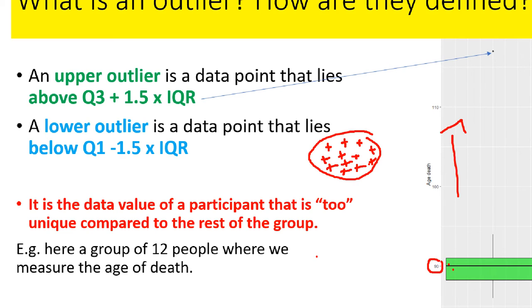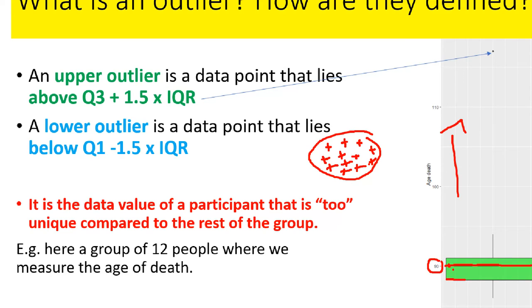So let's imagine that most of the people die below 100 years old, okay? You have the median that is 90. So in this group, it means that 50% of 12 people, that is 6 people, have died before 90 years old, because that's the median. The line in the middle is the median.